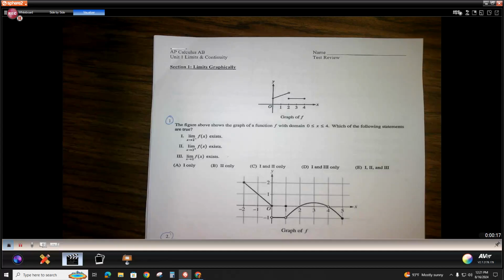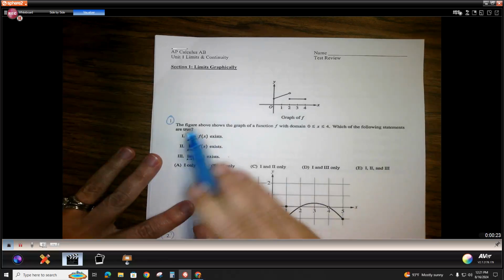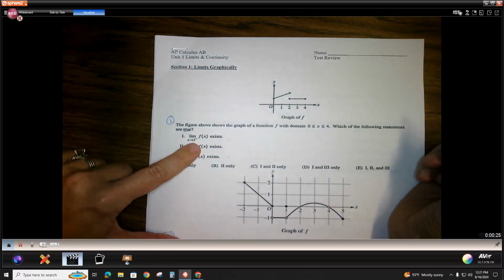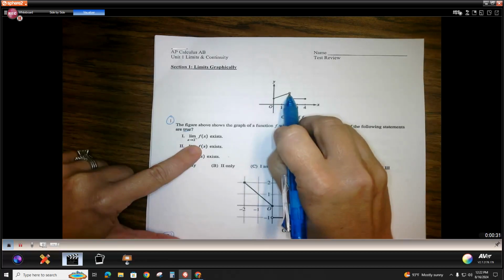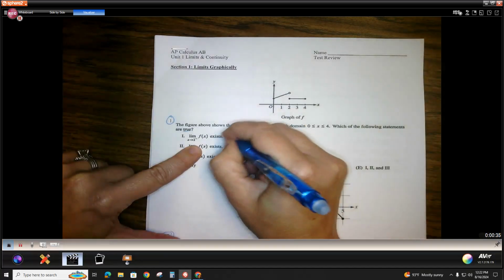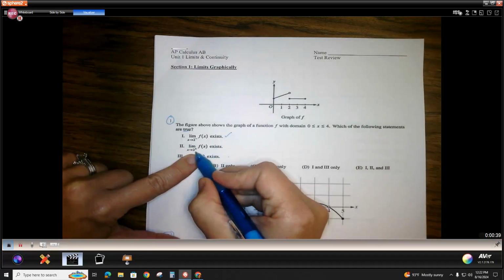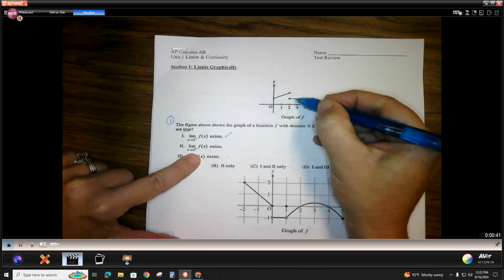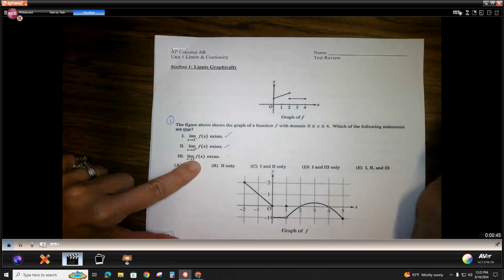Starting with number 1, the figure above shows the graph of a function f with a domain between 0 and 4. Which of the following statements are true? So this asks for the limit as x approaches 2 from the left of f of x. That does exist. We can see that there's some y value there, so that is true. The limit as x approaches 2 from the right of f of x is also some number there. That does exist from the right.